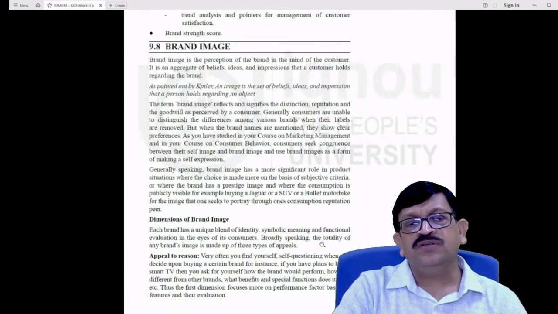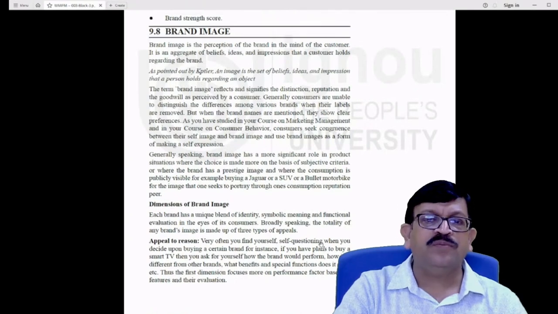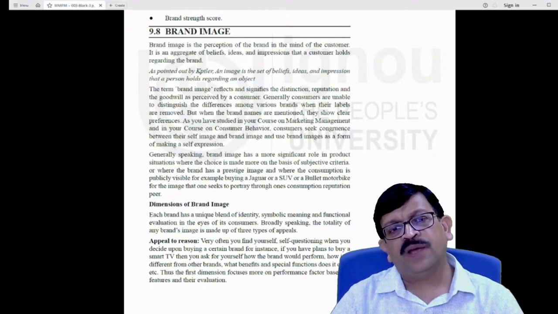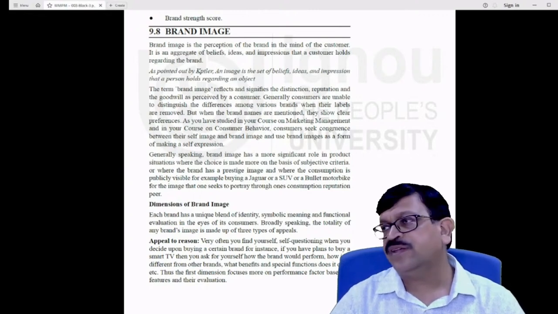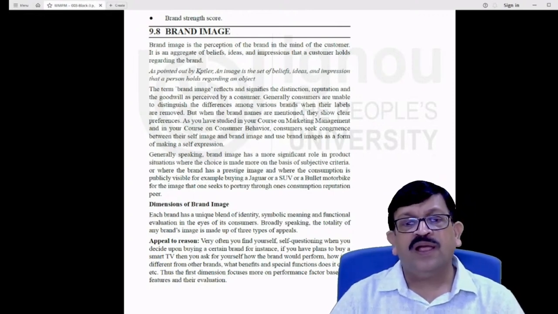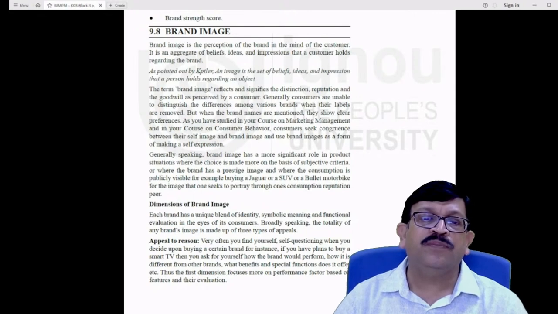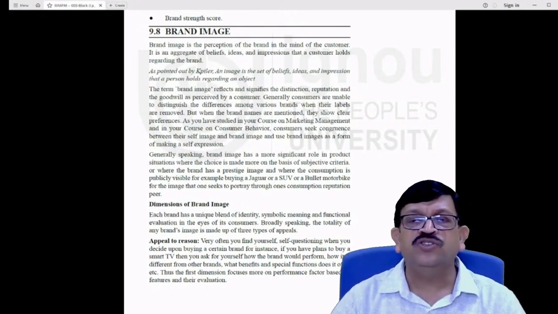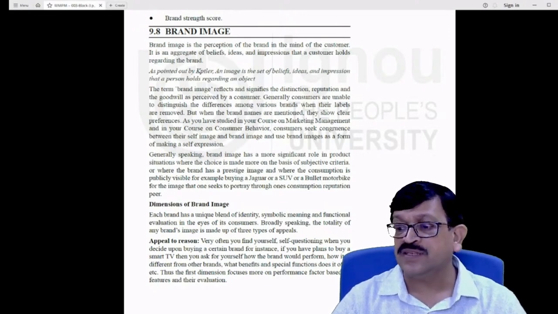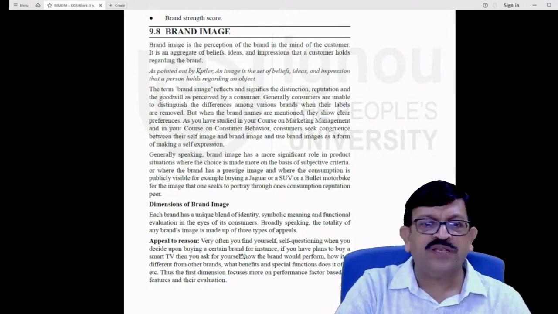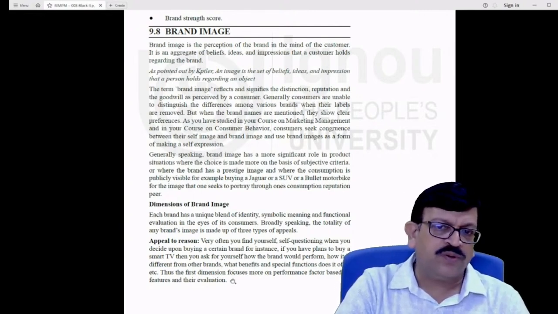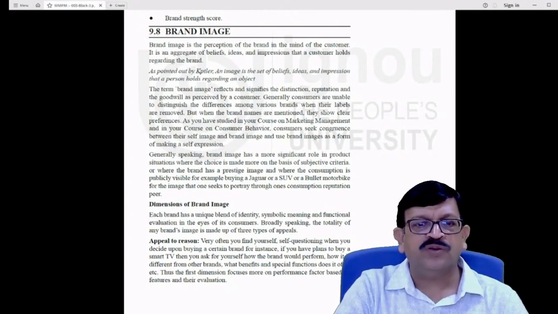Now, what are the dimensions of the brand image? It is a blend of identity, which has symbolic and functional evaluation in the minds of people, and it often tries to conjure up various emotional feelings, the irrational feelings, the reasons, and so forth. So we are looking into various kinds of appeals which can be associated with the brand image, in order to look at its dimensions.